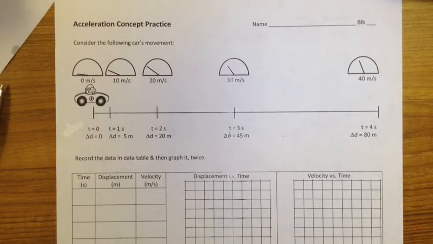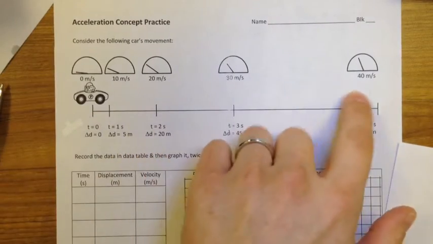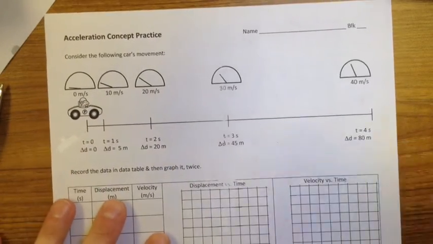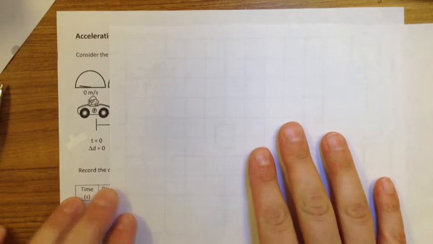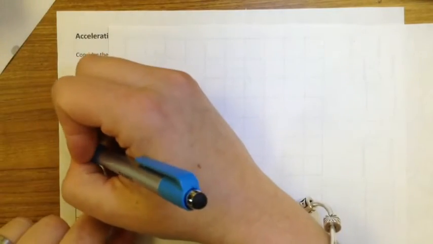Acceleration concept practice. We are starting off here with a car. And here's the motion of the car all plotted out. We are going to discuss it in pieces. So, the car. T equals 0. We're talking about the time.